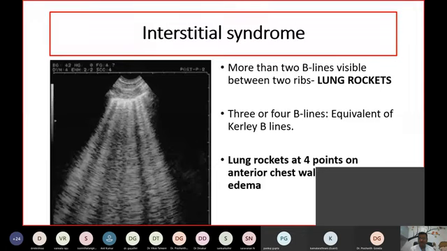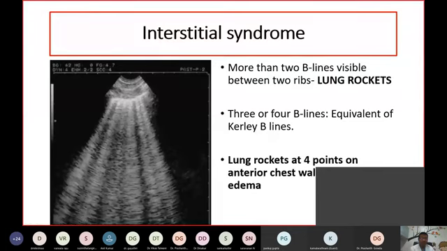And if you see lung rockets at 4 points of the anterior chest, that is upper anterior, lower anterior, upper basal and lateral basal. If you see lung rockets, what I mean by lung rockets, if you see more than two B lines between two ribs, that is called as a pulmonary edema.